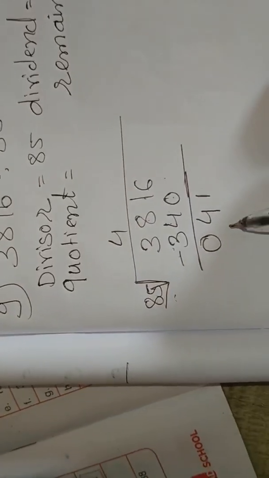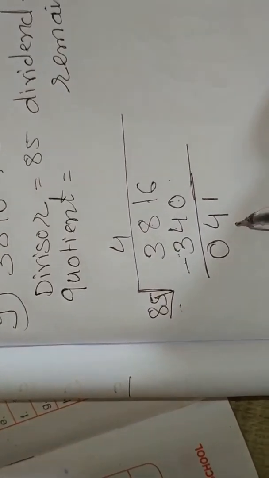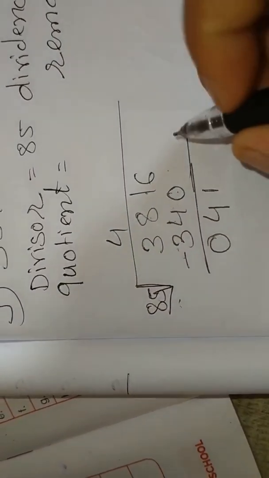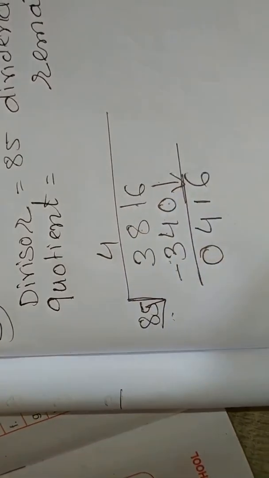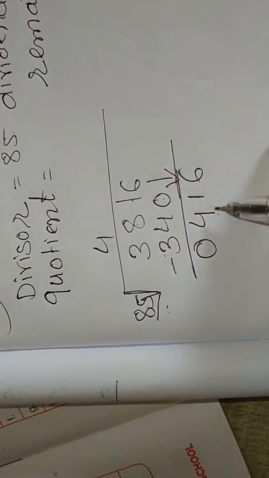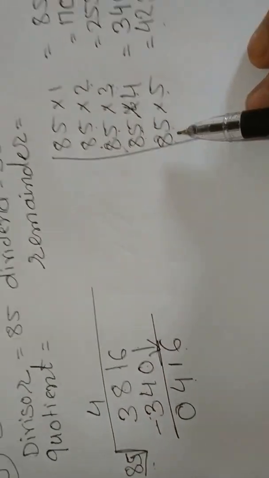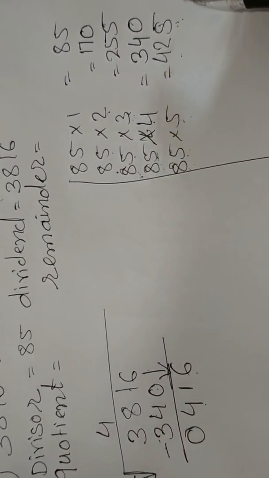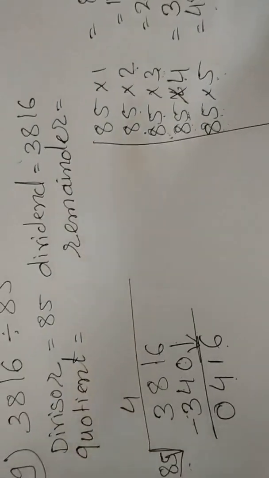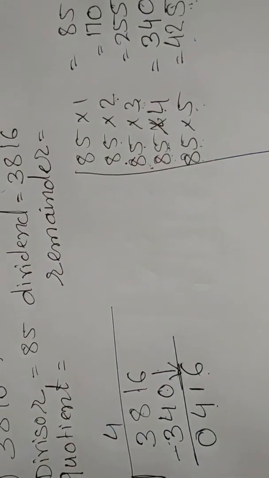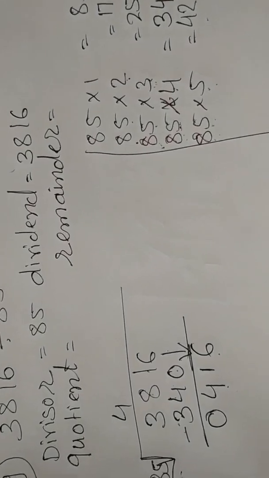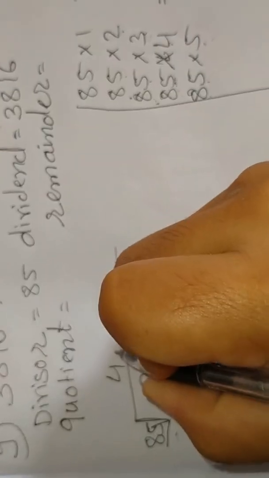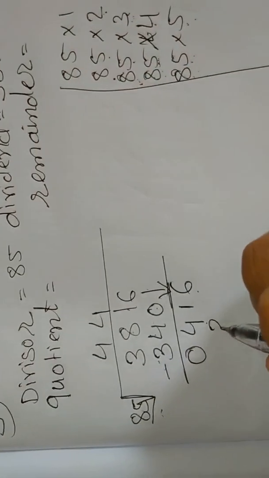Now 41 is a smaller number than 85. So we bring down 6. The next number is 416. Now students, look here. 85 fives are 425, which is a bigger number than 416. So we'll take 340. 85 fours are 340.